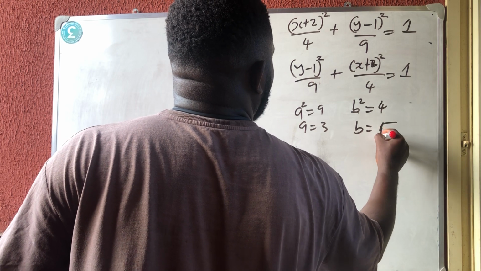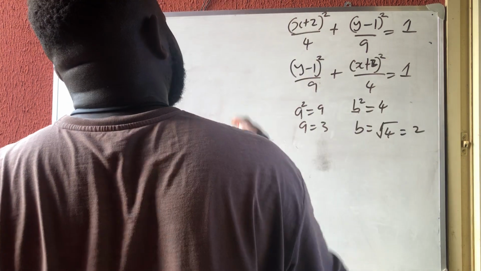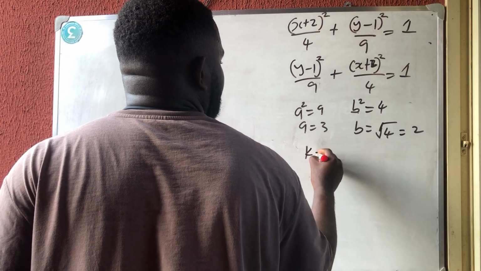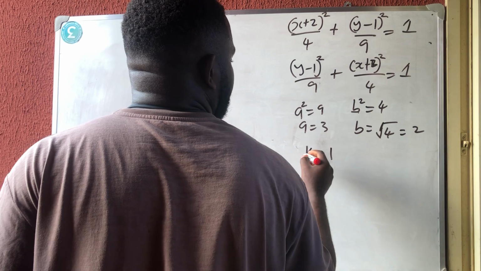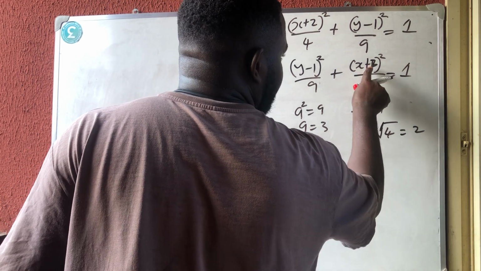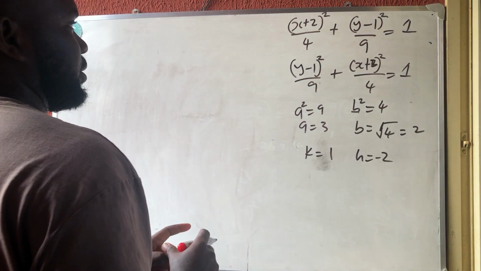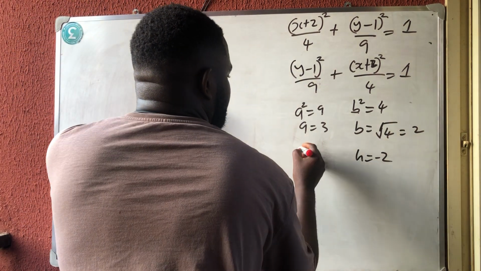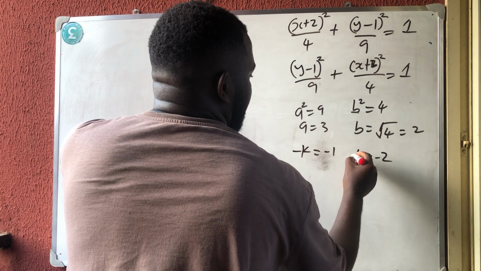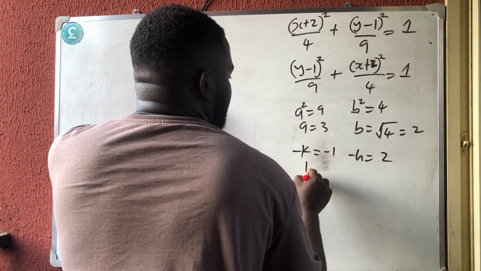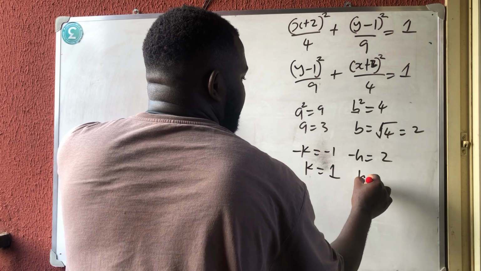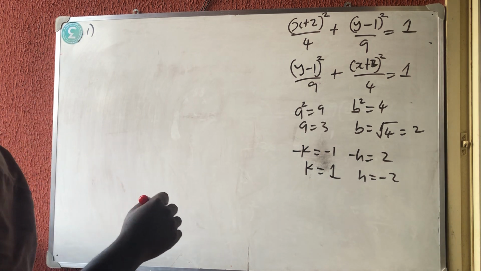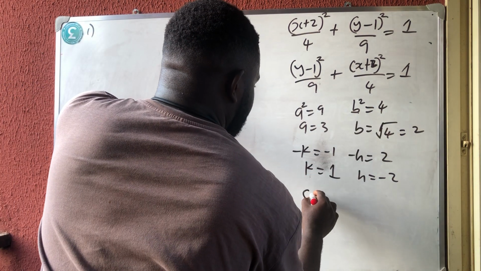b is now the square root of 4, which is 2. My h and k: my k is 1, because here it is always minus. So my h is not plus 2, but minus 2. Don't forget, because the equation here is always minus. So let me just do it like this: always minus k is equal to minus 1, and minus h is equal to 2. So therefore k is 1 and h is minus 2. So that is how I got that. So let's start solving. Let's get our c immediately. Our c is equal to what?